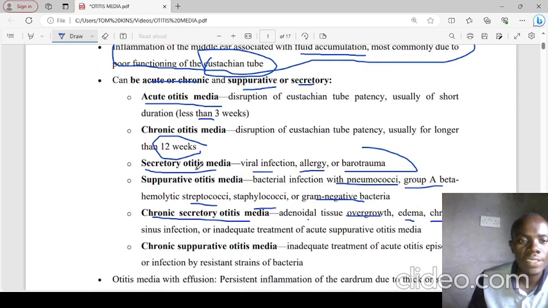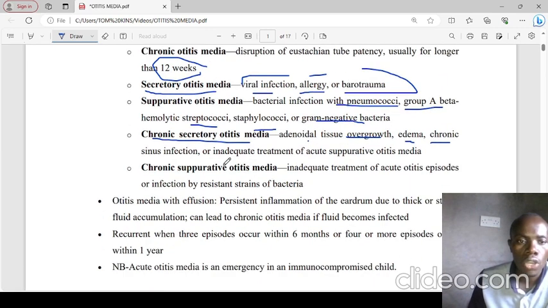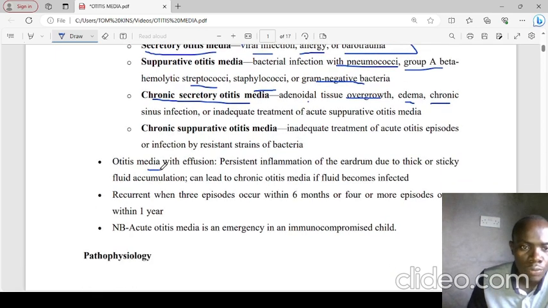About secretory otitis media, this one is majorly a viral infection or could be allergy or barotrauma. Whereas suppurative otitis media is a bacterial infection with pneumococci or group A beta hemolytic streptococci, staphylococci or gram-negative bacteria. For chronic secretory otitis media, it is characterized by adenoidal tissue overgrowth, edema, chronic sinus infection, or inadequate treatment of an acute suppurative otitis media. Whereas for chronic suppurative otitis media, we have inadequate treatment of otitis media episodes or infection by resistant strains of bacteria.